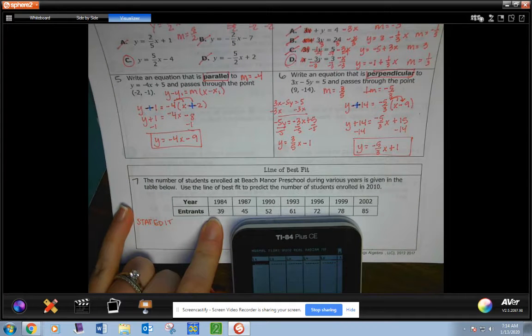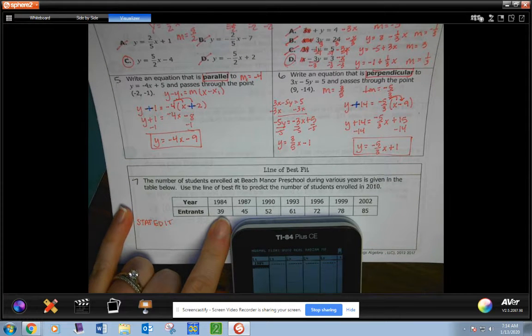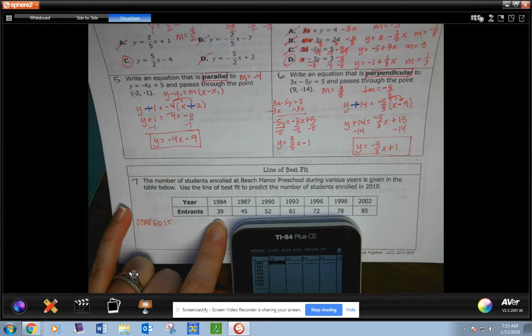So 1984, enter. 1987, enter. 1990, 1993, 1996, 1999, and 2002. And then I go over to L2 and I'm putting 39, 45. Oh, I hit a wrong button. Sorry. 45, 52, 61, 72, 78, and 85. Make sure your two columns are even.